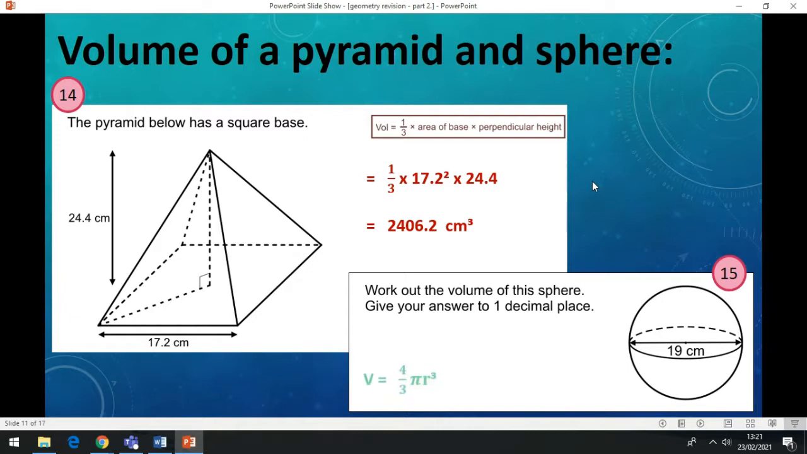So for our sphere, the volume of a sphere is 4/3 times pi times r cubed. So here, if we plug it into the formula, 4/3 times pi times 9.5 cubed. So notice on our diagram we've got a diameter of 19 centimetres, so the radius would be 9.5 centimetres. Okay, plug that in and we get an answer of 3,591.4 centimetre cubed.